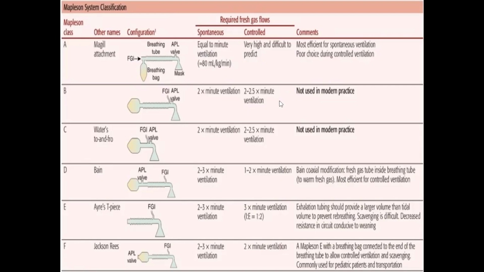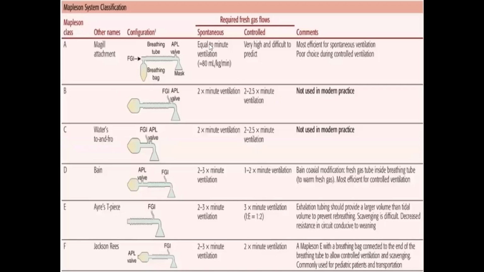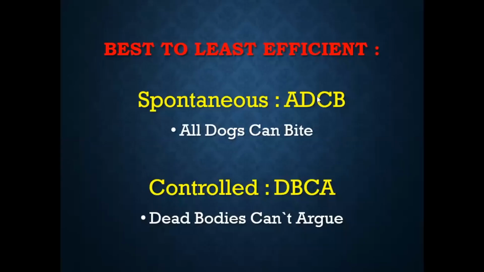So how do you want to remember this? Which one is good for spontaneous breathing? Which one is not good for spontaneous breathing? Or which is the most efficient for spontaneous, most efficient for control? Again, a mnemonic, from the best to the least efficient. For spontaneous breathing in all the systems, A is the best system. You see, equal to minute ventilation means very little leak, followed by D, C, and B.